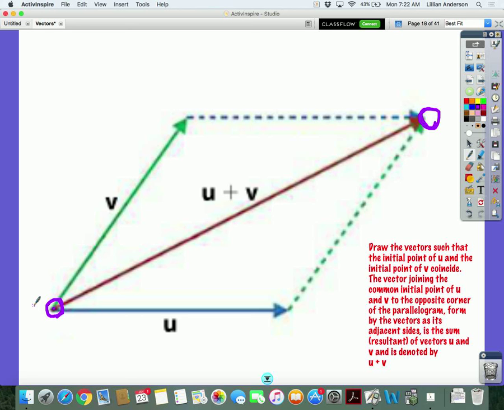Now, the parallelogram method can basically be used when you have both vectors in standard position, which basically means they're both located at the origin. So you can find the resultant by adding the two, by drawing the resultant from the common initial point to the opposite corner of the parallelogram.